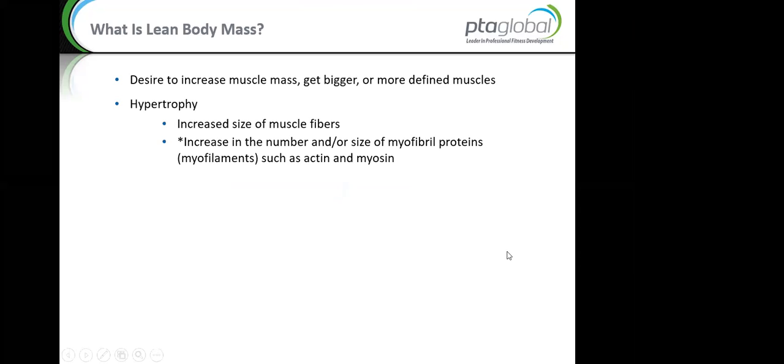Okay, cool. Then let's move on into lean body mass as the next section. When we talk about lean body mass, what we actually mean is the desire to increase muscle mass or get bigger, add more definition to muscles. The scientific term for that is hypertrophy, which actually means the increased size of muscle fibers, or the increase in number and or size of the myofibril proteins like actin and myosin. So the actual smallest units of muscle fibers, we want more of them, or we want them to become bigger. This is specifically related to increasing muscle tissue.